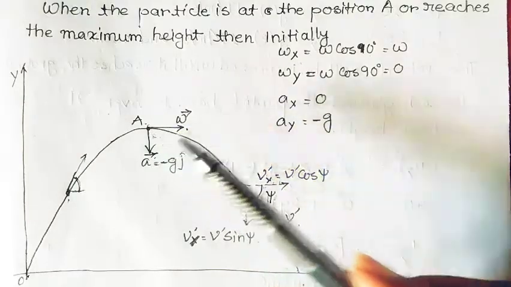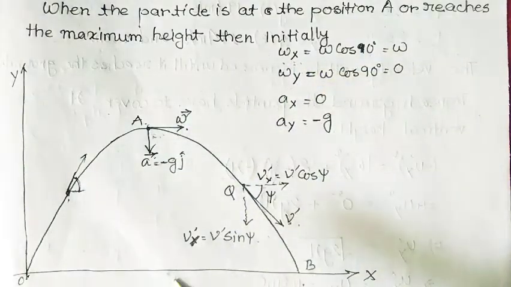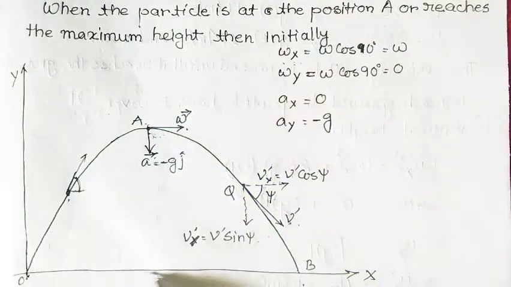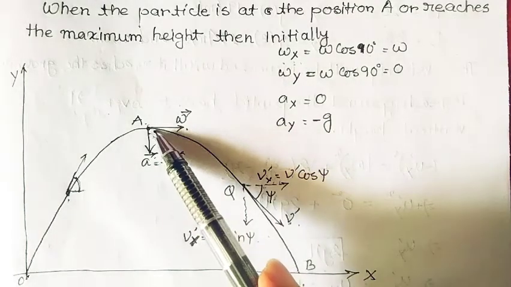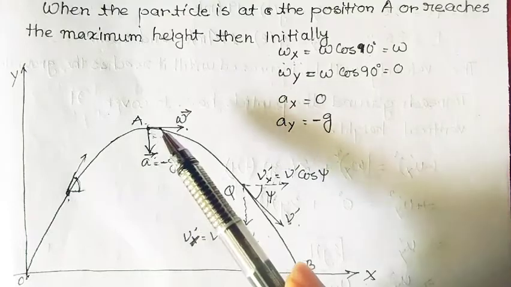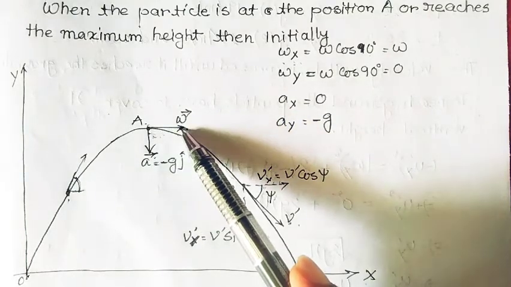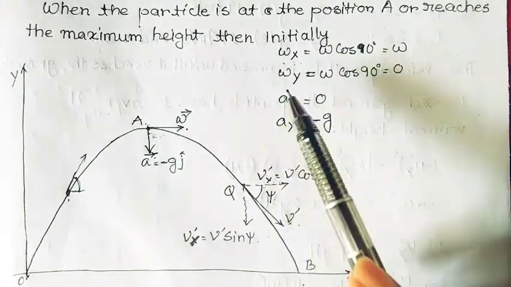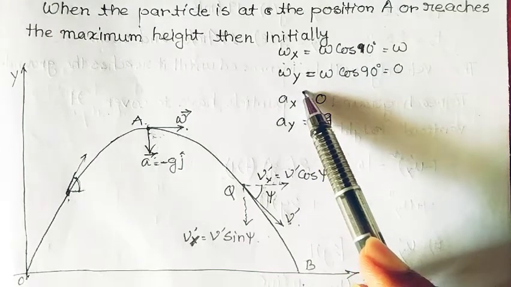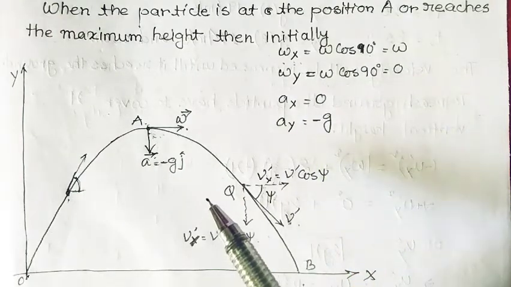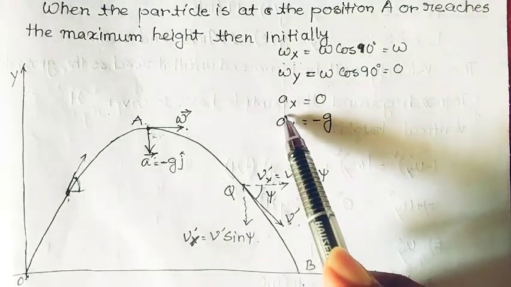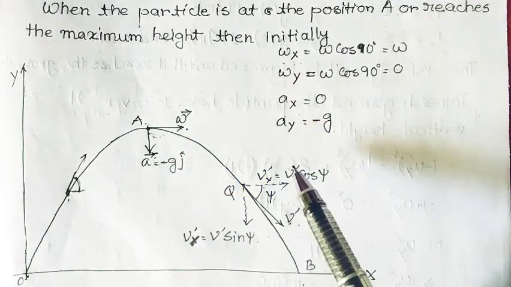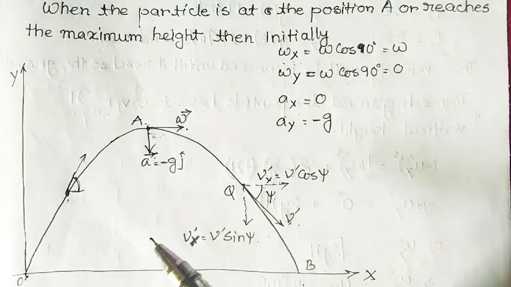at the point capital A, then we can say that Wx equals W cos 0 degree, because here W is completely parallel to the horizontal x-axis, so W does not make any angle with the x-axis, so the angle is 0 degree. So Wx, the x component of W, is W cos 0 degree, that is W, and for obvious reasons we know that Wy, that is W cos 90 degree, is 0, and the x component of the acceleration is 0 and the y component of the acceleration is minus g. Now we have just entered into the downward motion.